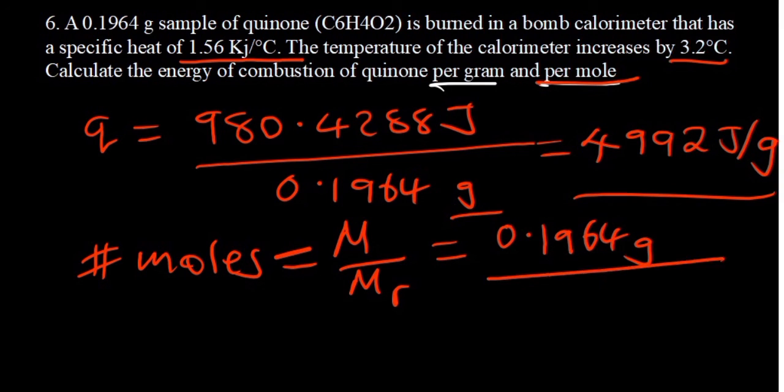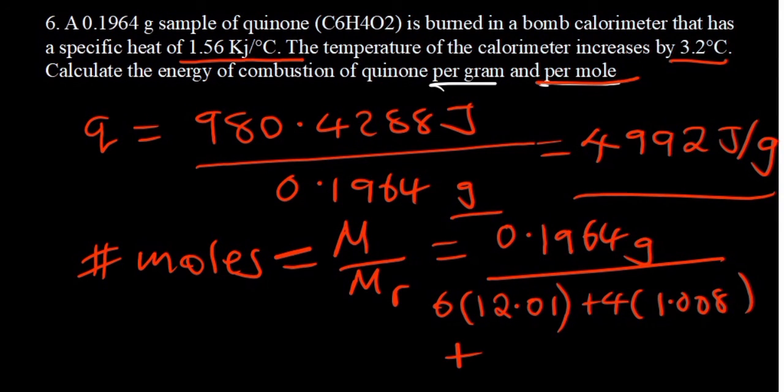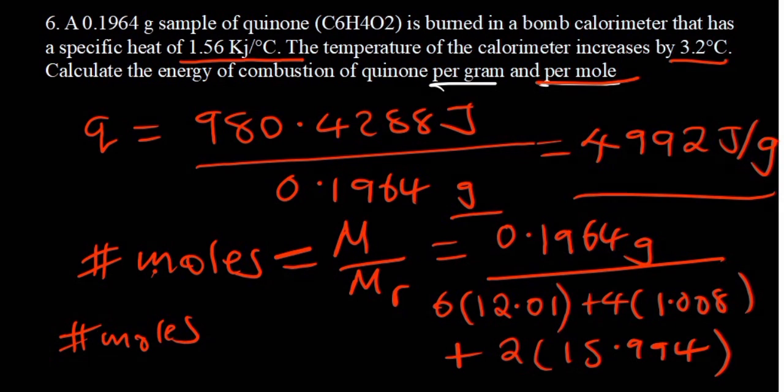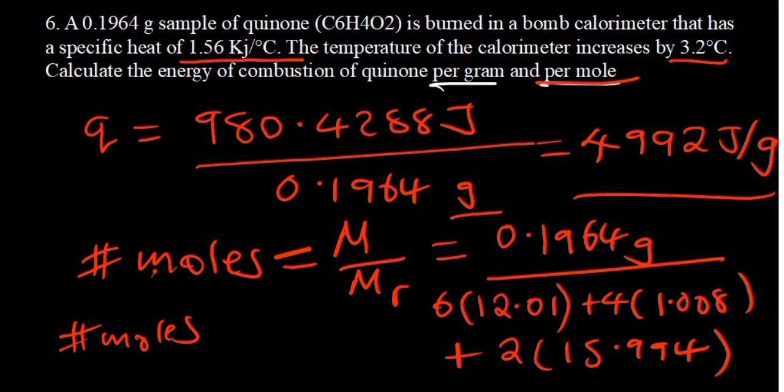So we need to determine the molar mass of this compound, C6H4O2. How many carbons do we have? There are 6, and each carbon has a molar mass of 12.01. For hydrogen, it's 1.008, plus, for oxygen, it's 15.994. So you get your calculator and divide: 0.1964 divided by that. What I'm getting as my number of moles is 0.0018.